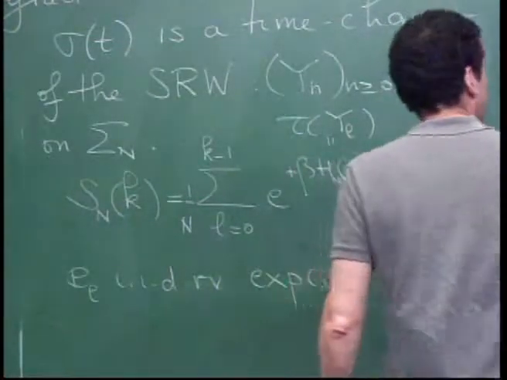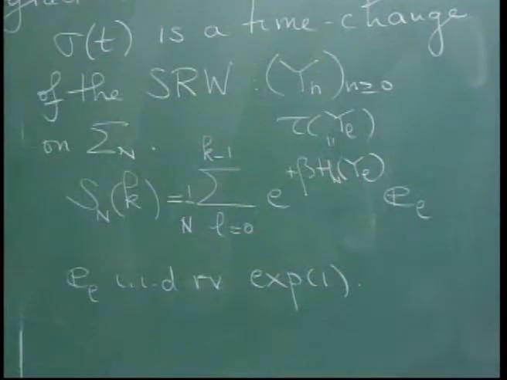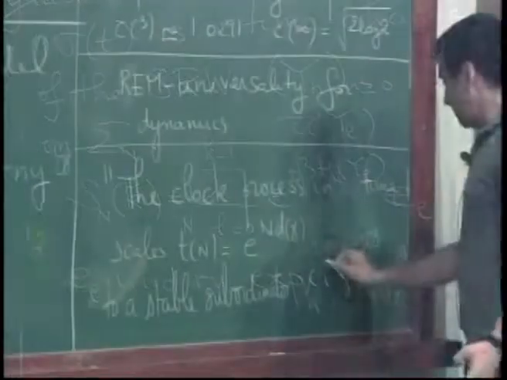So the first thing is to explain, even before I explain anything about the normalization, here there are many things I have to explain. What is this time scale? And what does converge mean? In what sense?